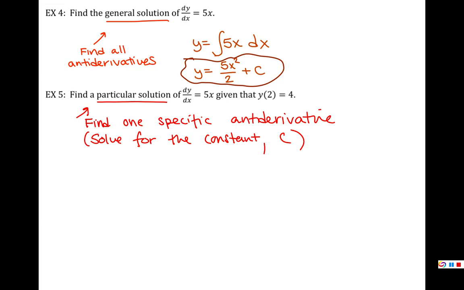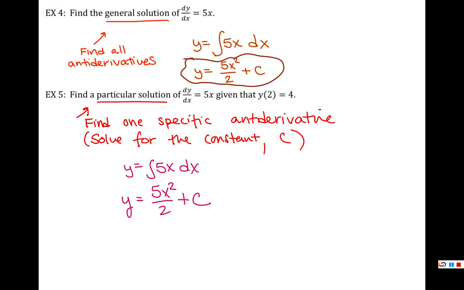All right, so particular solution means we're going to find one specific antiderivative, or in other words, we're actually going to figure out what that constant plus c is. So we just have one extra step to do in this problem. We're still trying to find the antiderivatives, but we're going to go further and figure out what is the plus c.